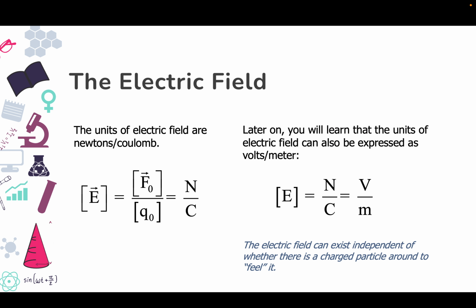The units of electric field, because of that formula, will be newton per coulomb. And later on, you will learn that the units of electric field can also be expressed as volts per meter. So what is an electric field? The electric field can exist independent of whether there is a charged particle around to feel it.